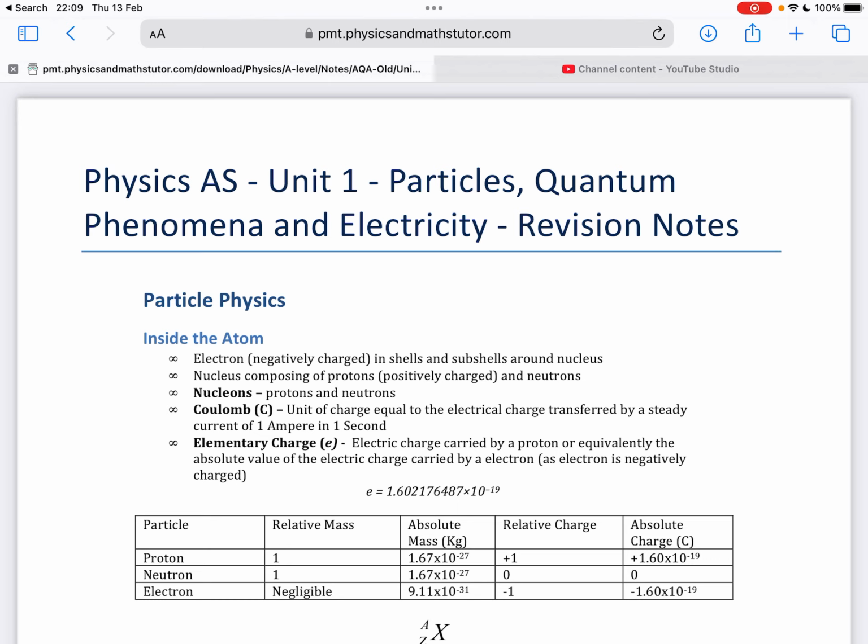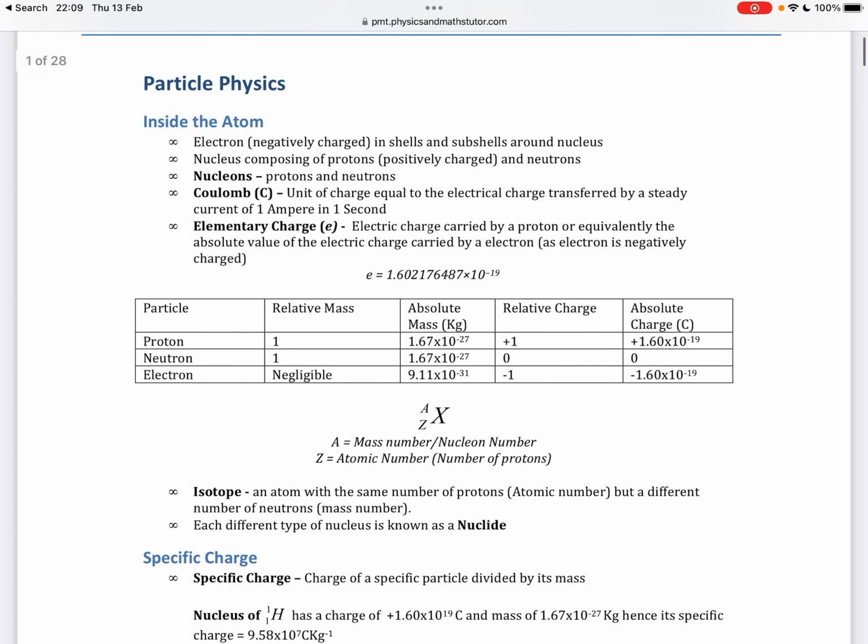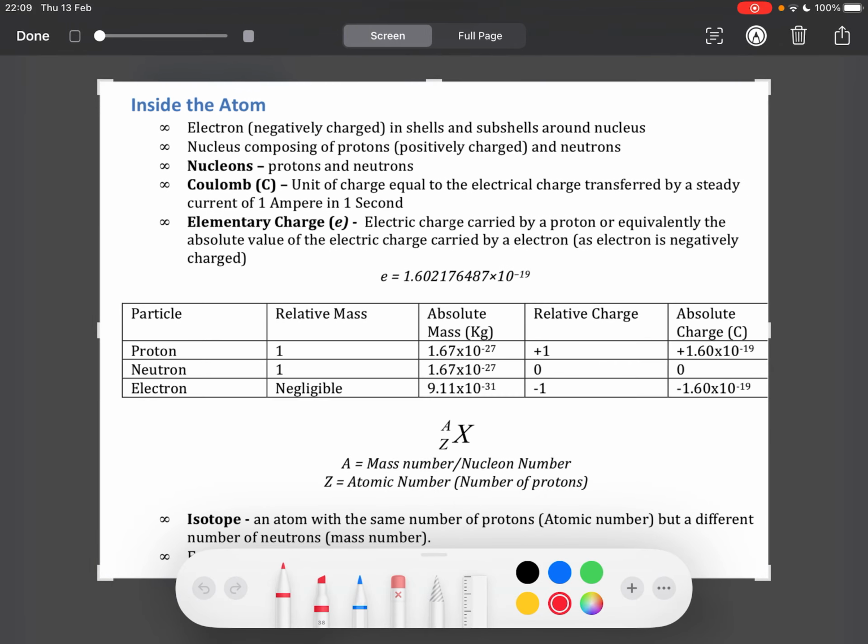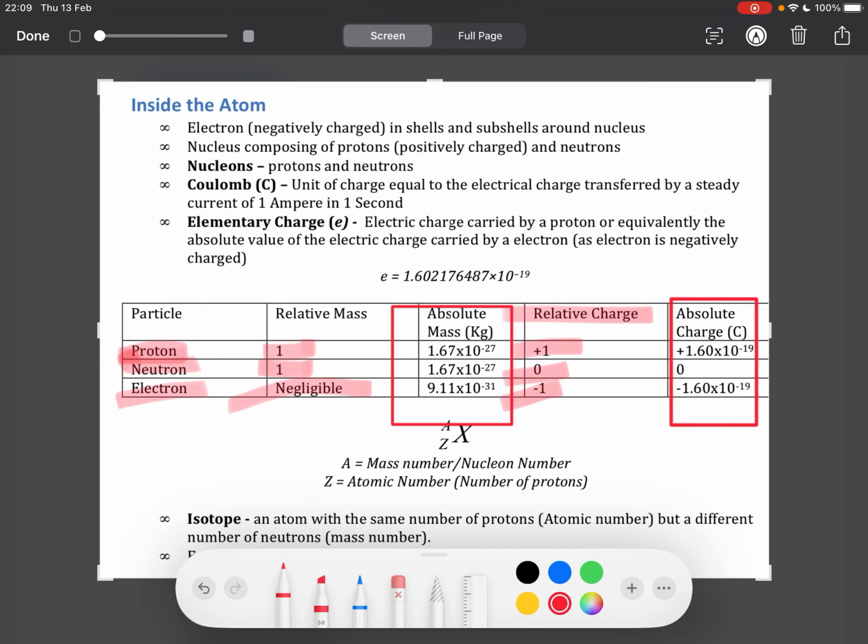And here in unit 1 we have particles, quantum phenomena, and electricity. What do we know about particle physics and what do we want to know? We know that inside the atom we have electrons, protons, and neutrons. We already know that a proton has a relative mass of 1, a neutron has a relative mass of 1, and an electron has negligible relative mass. The relative charge of the proton is positive 1, the neutron 0, and the electron negative 1. But what we don't know is that they also have something called absolute mass and absolute charge, which we're going to be talking about right now.